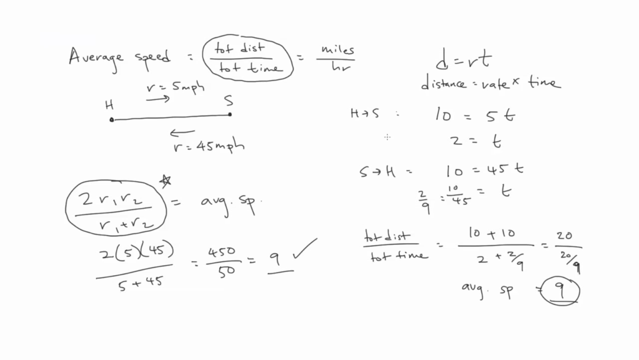If you add a third leg to, whatever distance you travel, then this definitely does not apply. So most importantly, I would recommend you memorize this total distance over total time equation, because this equation will work in every single scenario where you're required to find the average speed.